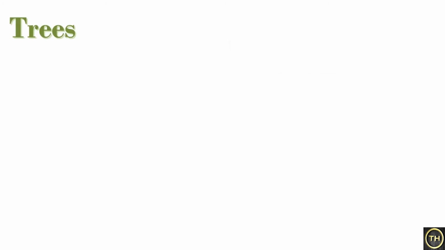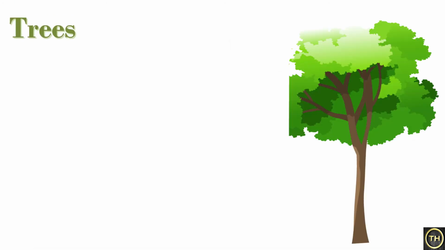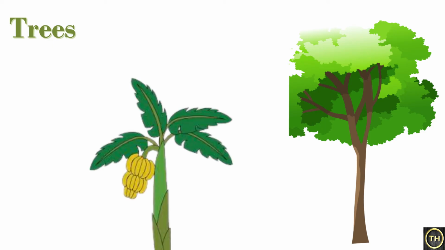First one, trees. Some trees grow very tall and some trees are very short. Their trunk is very hard and strong. They bear flowers and fruits for many years. Such plants are called trees.